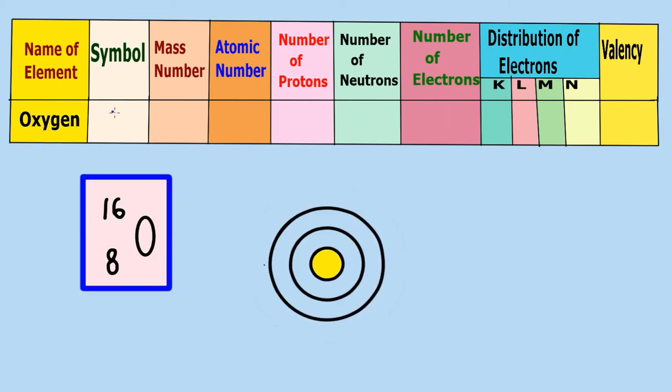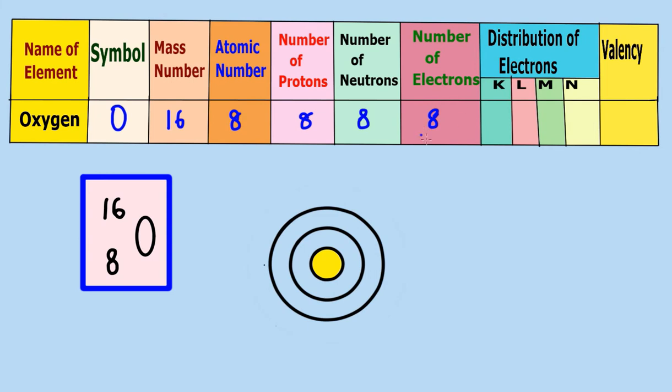For oxygen, the symbol used is capital O. What is its mass number? 16. What is its atomic number? 8. Number of protons 8, number of electrons also 8. And what is the number of neutrons? 16 minus 8, that is 8 neutrons.